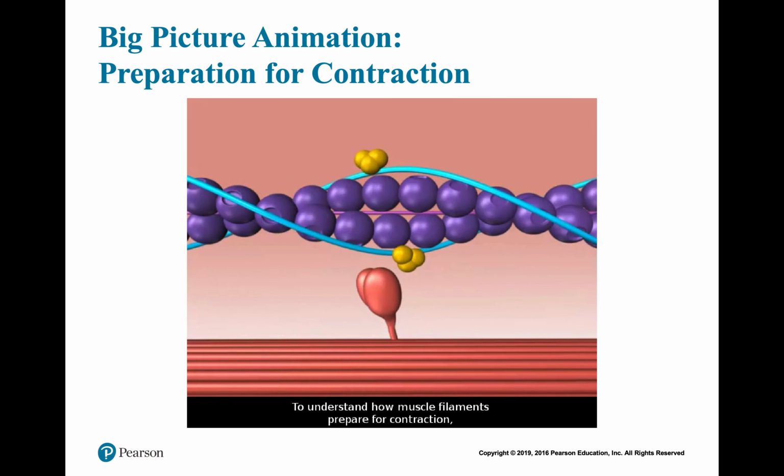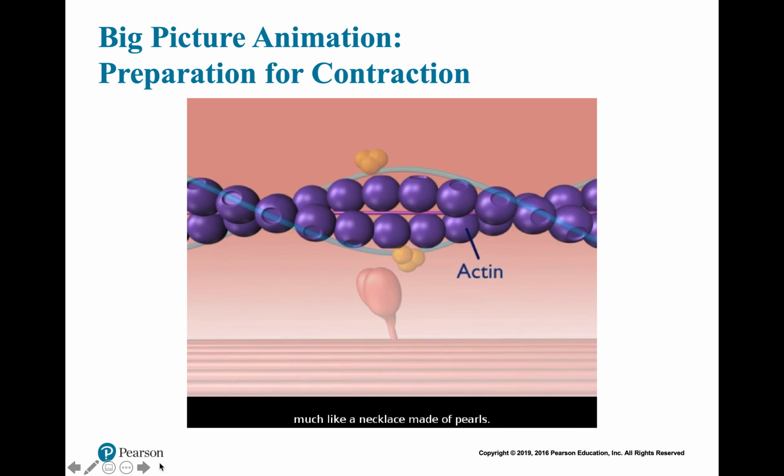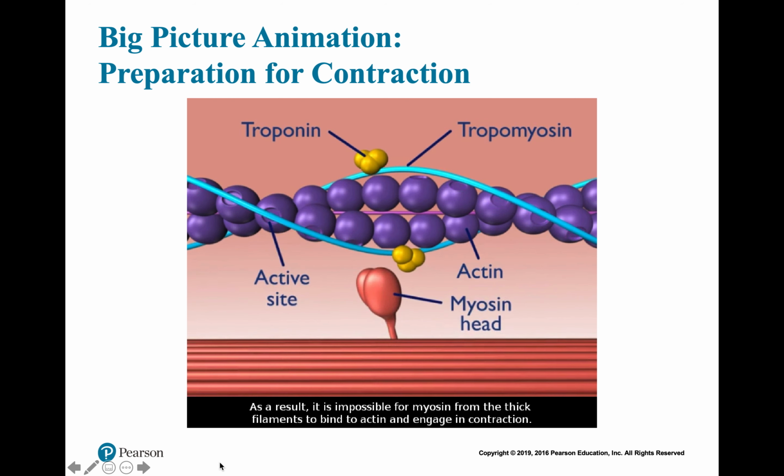To understand how muscle filaments prepare for contraction, let's review the structure of a thin filament. Recall that it consists of two intertwined strands made up of actin molecules, much like a necklace made of pearls. A regulatory protein called tropomyosin spirals around each actin strand, and a second, smaller protein called troponin holds the tropomyosin in place. In a resting muscle, tropomyosin covers the regions of actin known as the active sites. As a result, it is impossible for myosin from the thick filaments to bind to actin and engage in contraction.